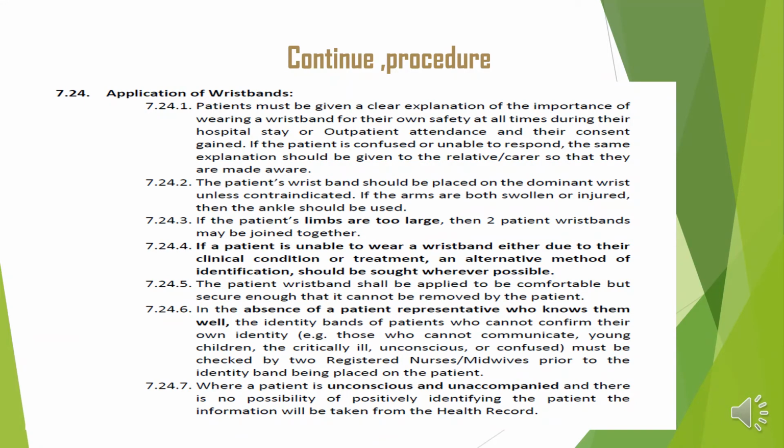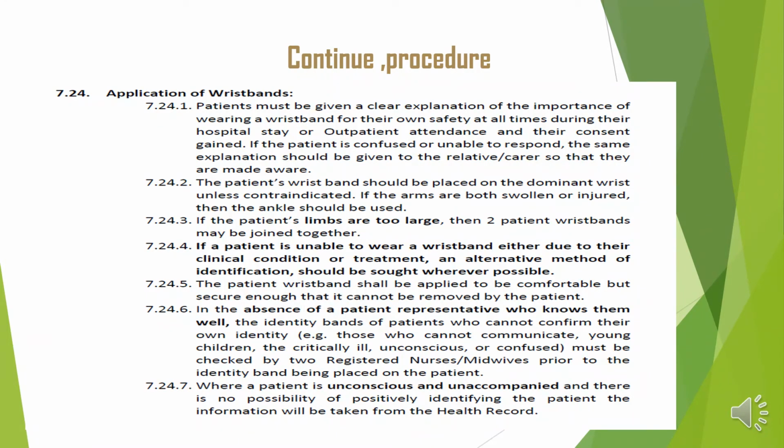The patient wristband should be placed on the dominant wrist. Right-handed, left-handed, we will have to put it on the dominant wrist. If both arms are swollen or injured, so we cannot put it on one wrist, we have to shift it to one ankle. If the patient's limbs are too large, so it's not suitable to put one ID band, we have to connect two wristbands and put them on the patient.